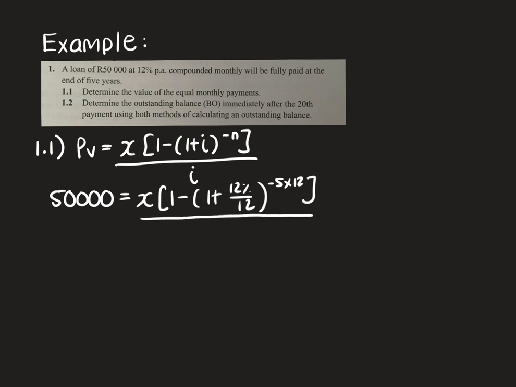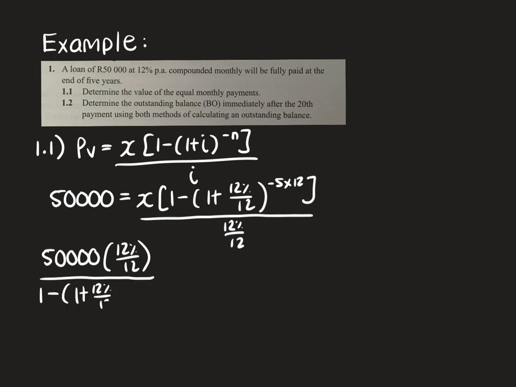There we go, and that is 12% over 12. Okay, now we're going to do a little bit of algebra and make x the subject of the formula, so it's going to be 50,000, open bracket, 12% over 12, all over our big bracket, which is 1 minus 1 plus 12% over 12 to the power of minus 60. You can simplify that just to make your calculations a bit easier.